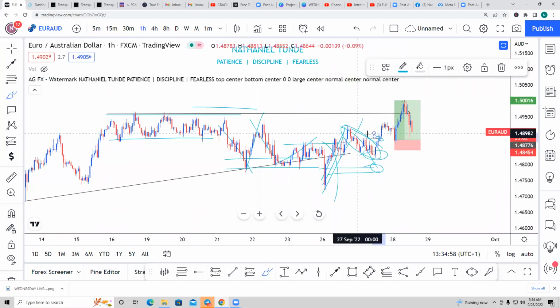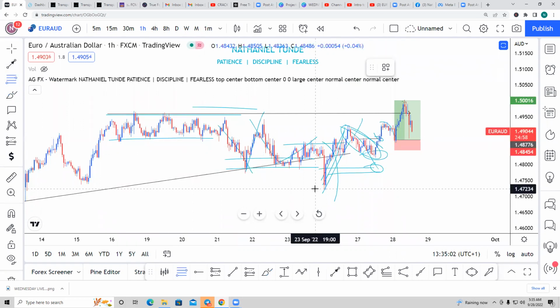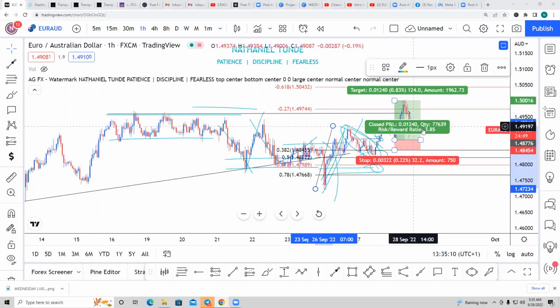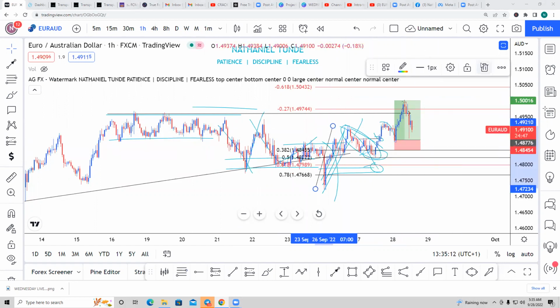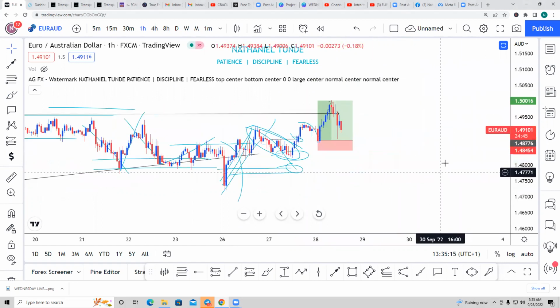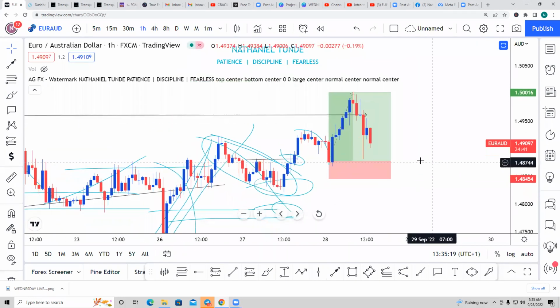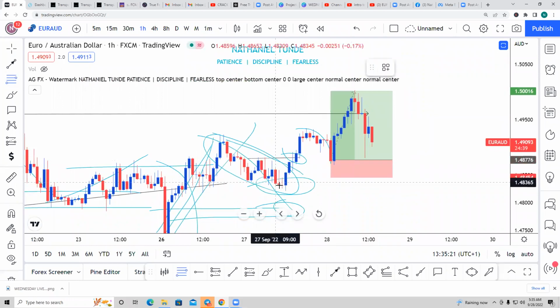And then after this pullback, the right thing to do is to take a fib from this level to this level. Take that fib, and then your entry is 61.5 to 61.8, and your TP is minus 0.618. All right, let's do it.